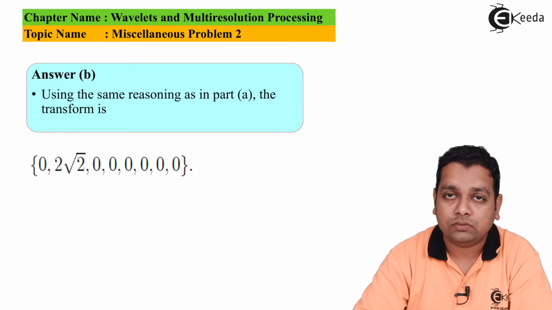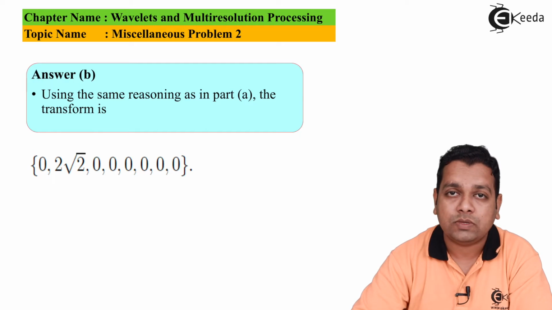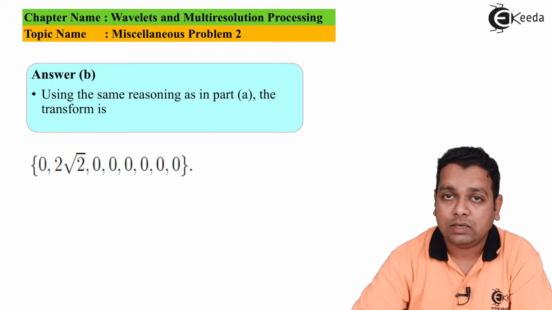Here the second value is non-zero and others are zeros. So here the set is formed by 0, 2 under root 2, 0 0 0 0 0 0. So this completes the answer for part A and part B, which were actually similar procedures, with the only change that the first one was provided with the Haar scaling function.